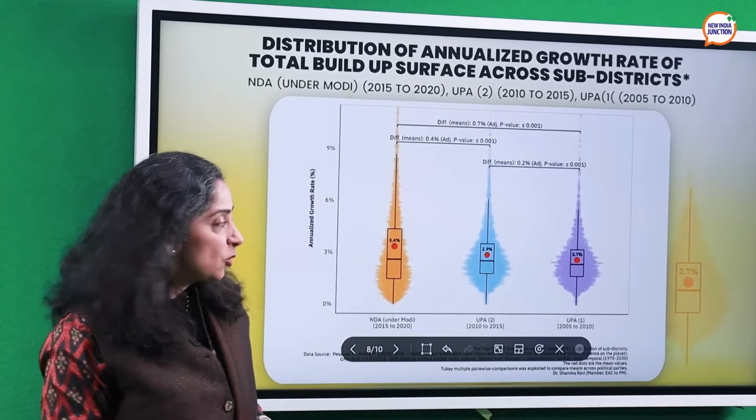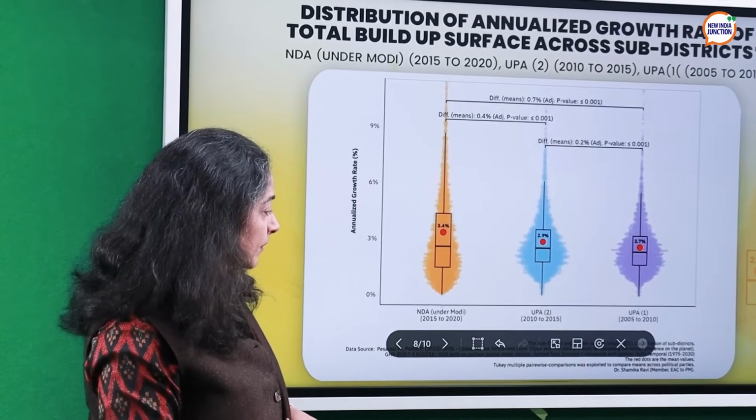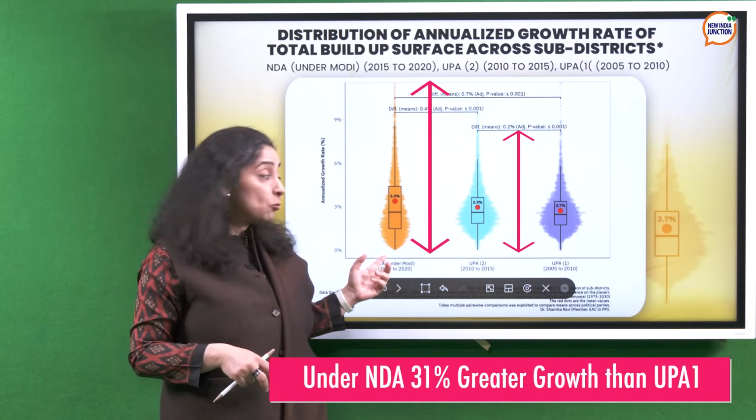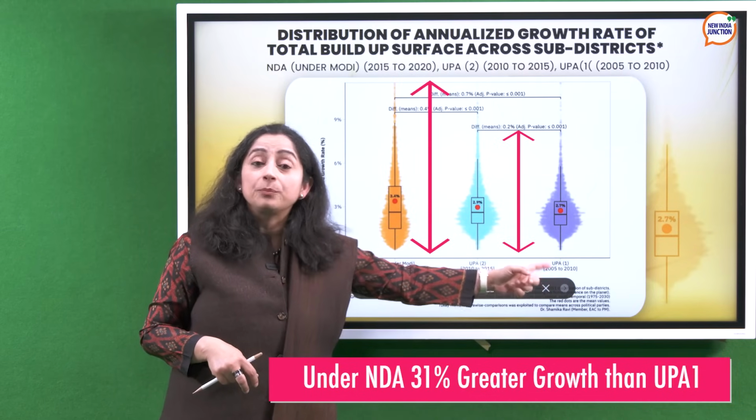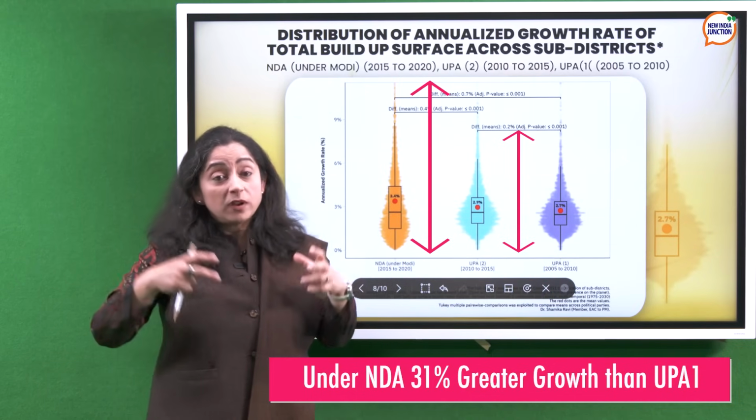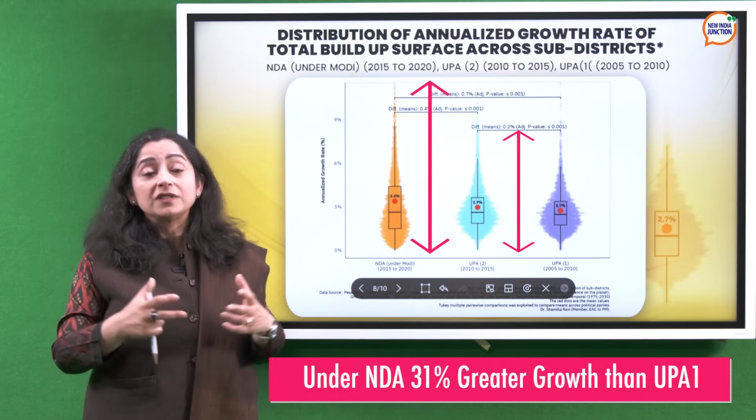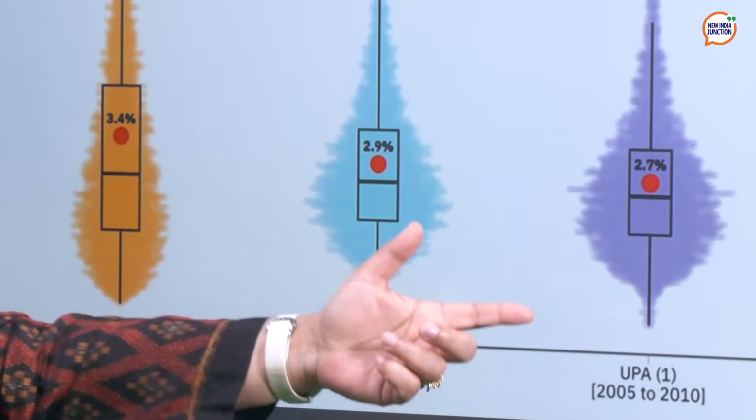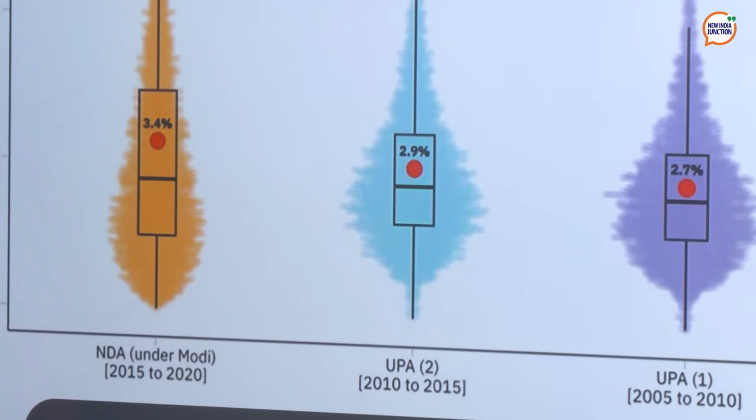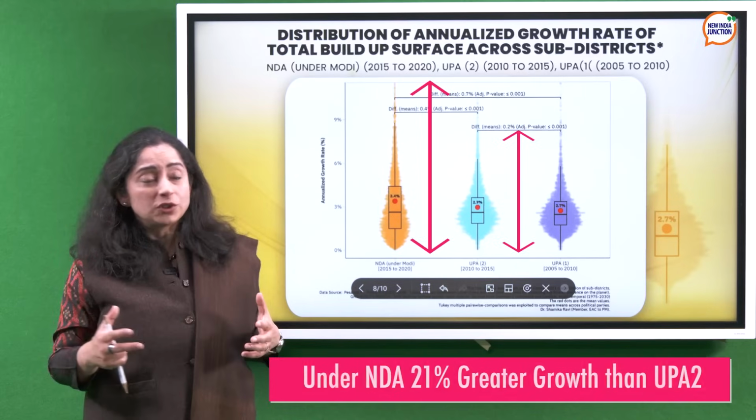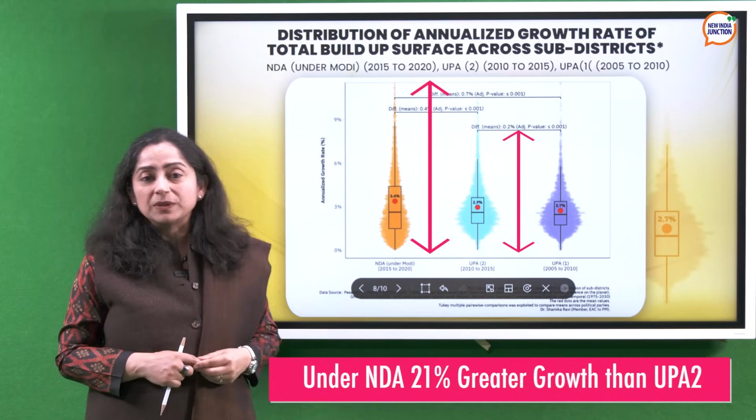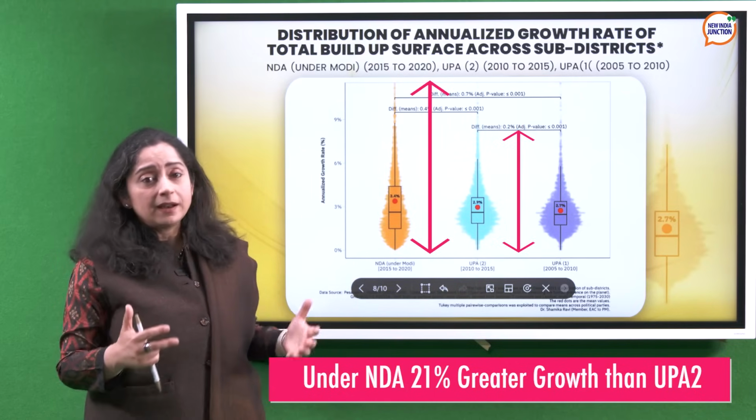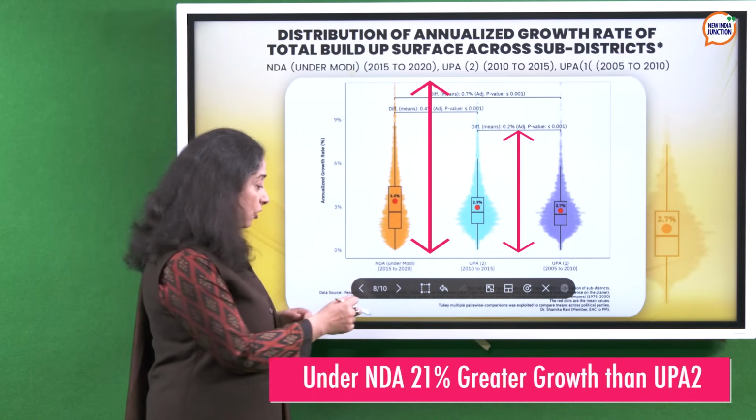Now, at the sub-district level, quite remarkably, what you will notice is under the NDA, at a sub-district level, we have seen 31% greater growth if you compare it with UPA 1. And that was a period of high growth, but clearly that growth wasn't distributed across very large number of areas, and on an average it was still relatively low. If you compare NDA with the UPA 2 time, then again you will notice that you have a 21% difference. So, at the granular level, at the sub-district level, we have witnessed far higher growth from the year 2015 onwards.